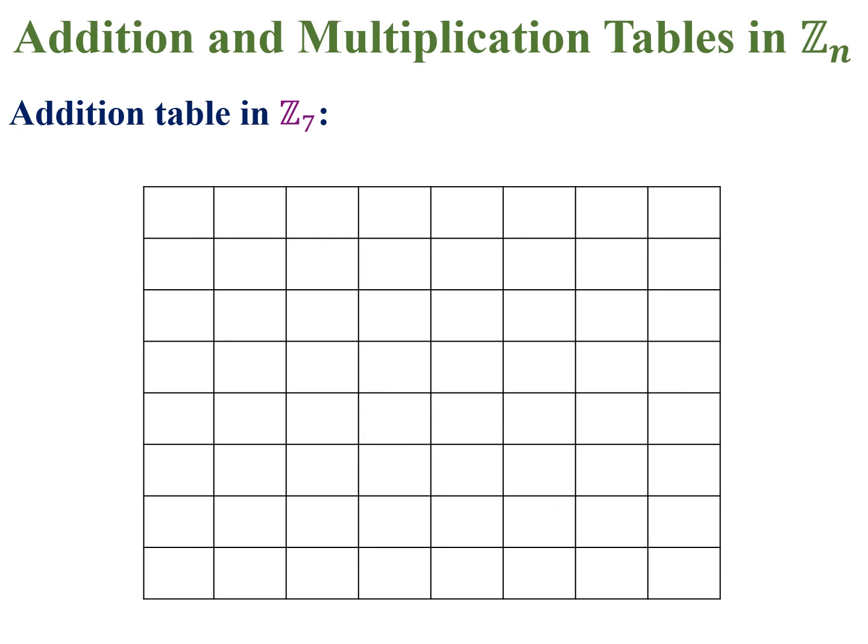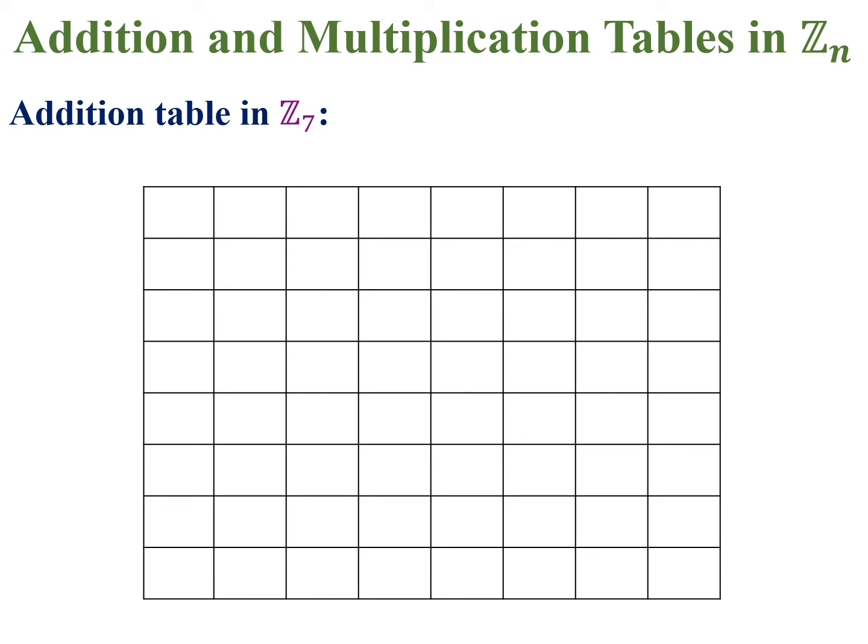Okay. See, now we are going to learn a very interesting part, the addition and multiplication tables in Zn. First of all, we are going to learn the addition table in Z7. We know that Z7 contains the residue classes of class of 0, class of 1, class of 2, class of 3, class of 4, class of 5 and class of 6 only. Means class of 0 to class of 7 minus 1. 7 minus 1 is 6. So it contains only class of 0 to class of 6.